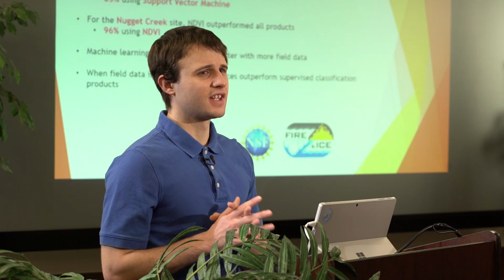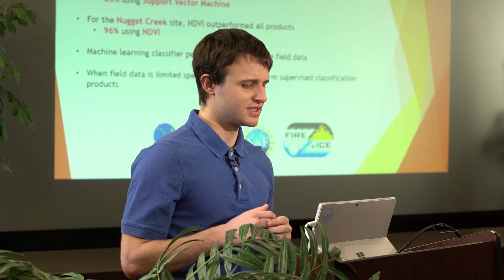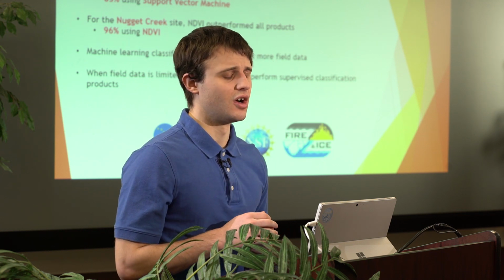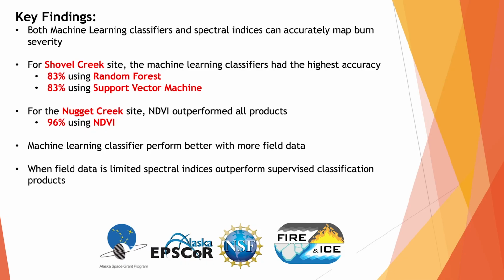So the reason that we're thinking that these results are occurring is that the machine learning classifier is performing better when we have a larger amount of training data, while when field data is limited, these spectral indices can outperform the supervised classifiers.